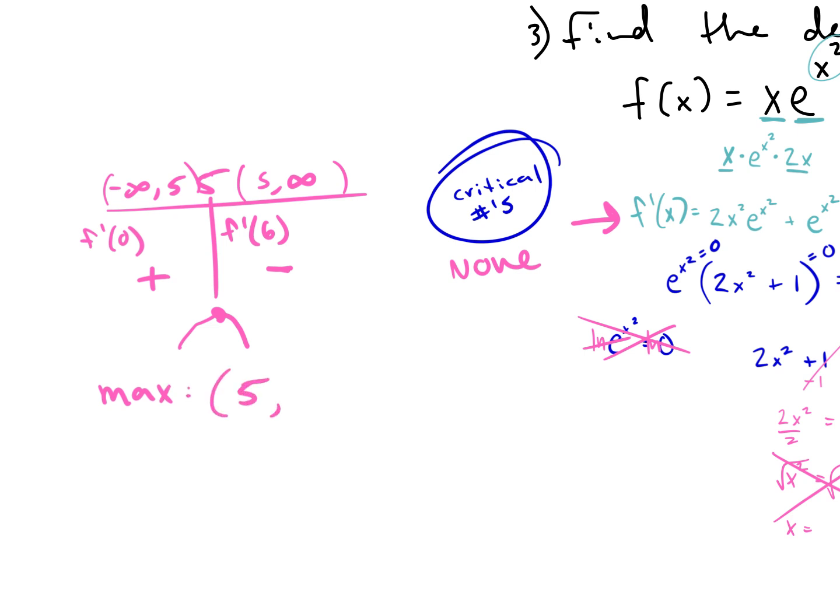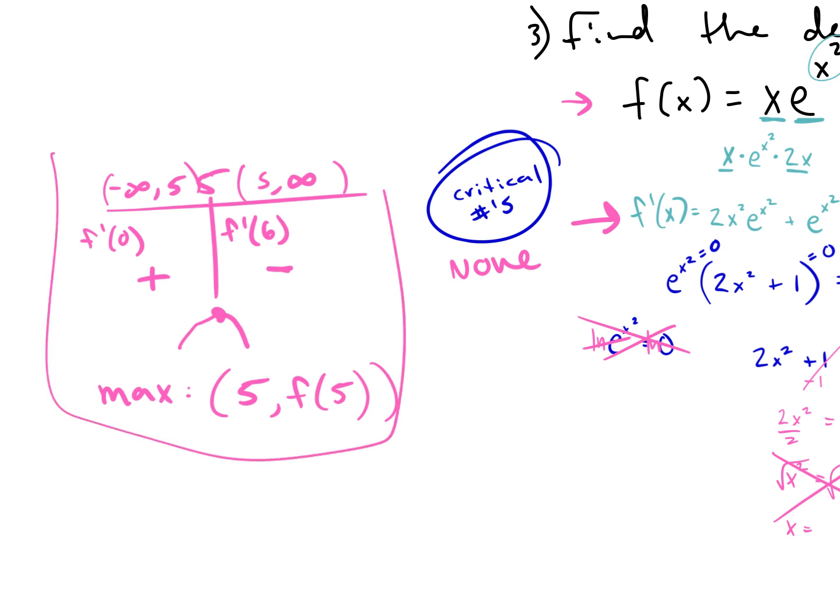I would have a relative maximum at 5, comma. How would I find my y value? Plug it into the original function. So we'd want to find f of 5. So we'd plug it into the original. So you're doing the first derivative test. You want to plug into the first derivative to find if it's increasing or decreasing. But to find your y value, you plug it into the original function. So this is just hypothetical. Make believe. Just a made-up problem.